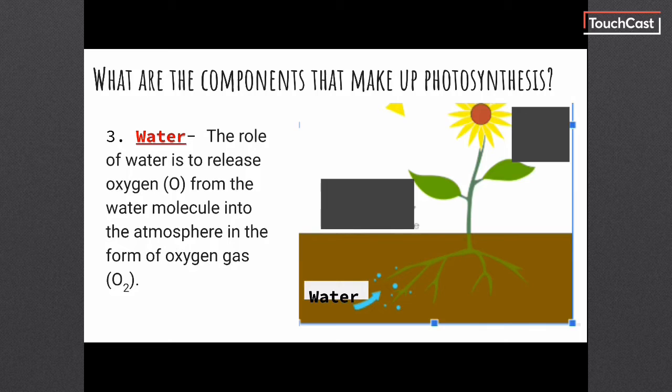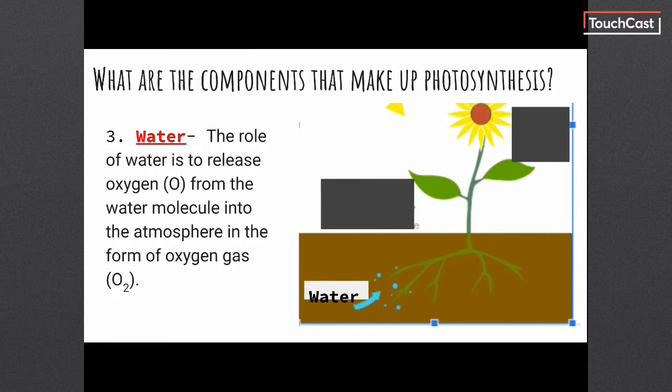Another component is water. The role of water is to release oxygen from the water molecule into the atmosphere in the form of oxygen gas, or O2. Think about the formula for water, H2O. You know that there are two atoms of hydrogen and one atom of oxygen. You've probably heard that for as long as you can remember. Basically during the process of photosynthesis, water is taken up in the plant's roots.